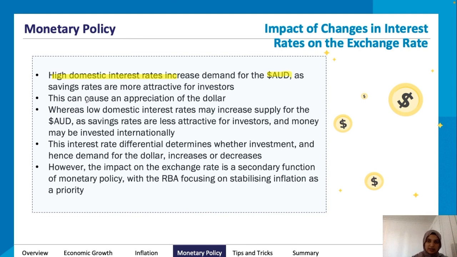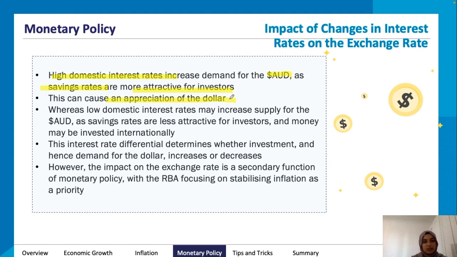Why is this the case, right? It's because it's more attractive, right? You think about it, savings rates are much more attractive because they're going to get a higher return. If I save my money when the interest rates are low, I'm not going to get that much back. If I save it when it's high, I'm going to get a lot more back. So as an investor, that's a great thing for me. This can cause an appreciation of the Australian dollar.